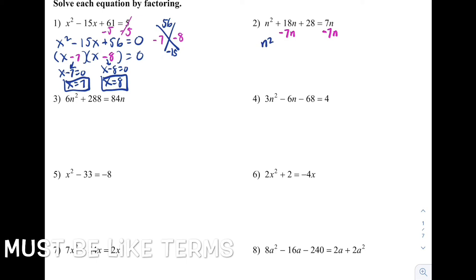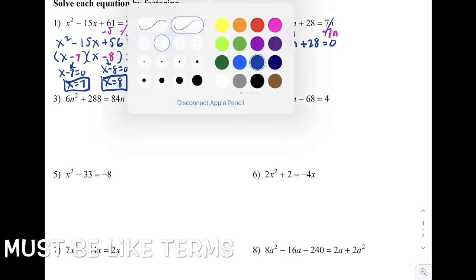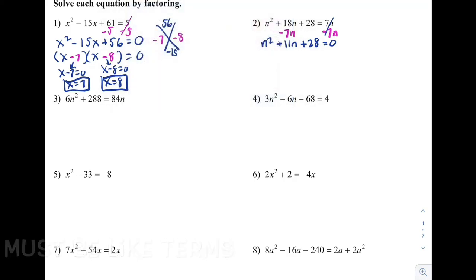Then rewrite it. So we got n squared, 18n minus 7n to be 11n plus 28. The 7n's cancel, so equal to 0. So now it's equal to 0. We can solve that, right? So we do our x factor. Right, so we make our x, 28 on the top, 11 on the bottom. Two factors multiply to 28. Say we don't know it. 2 times 14. It's not 11.